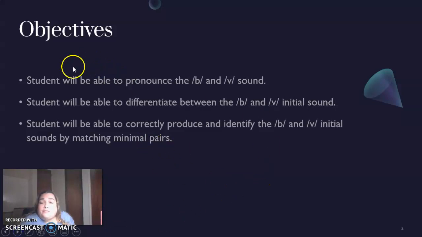The objectives of this mini lesson: students will be able to pronounce the B and the V sound. Students will be able to differentiate between B and V initial sounds, and students will be able to correctly produce and identify the B and V initial sounds by matching minimal pairs.